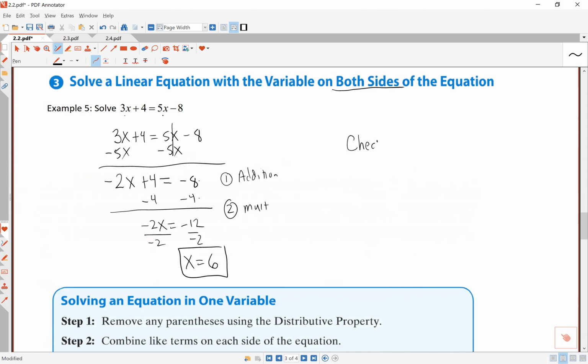We can always check these. Left side is 3 times 6 plus 4. The right side is 5 times 6 minus 8. This is 18 plus 4, which is 22. And this is 30 minus 8, which is 22.